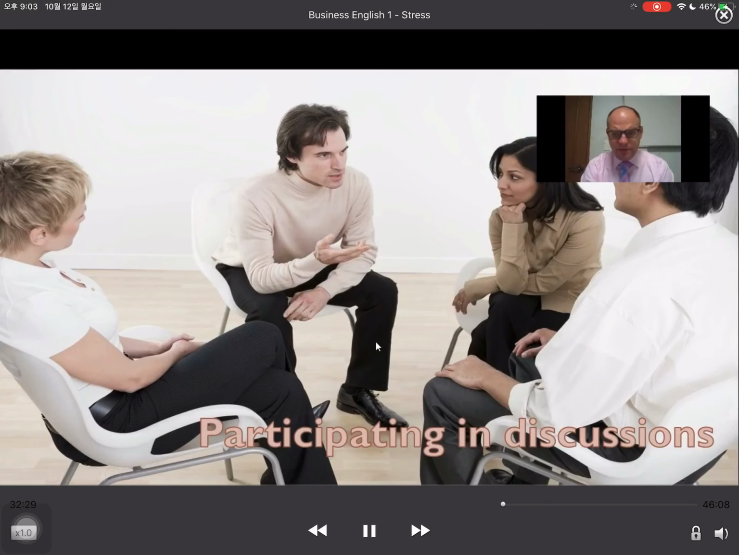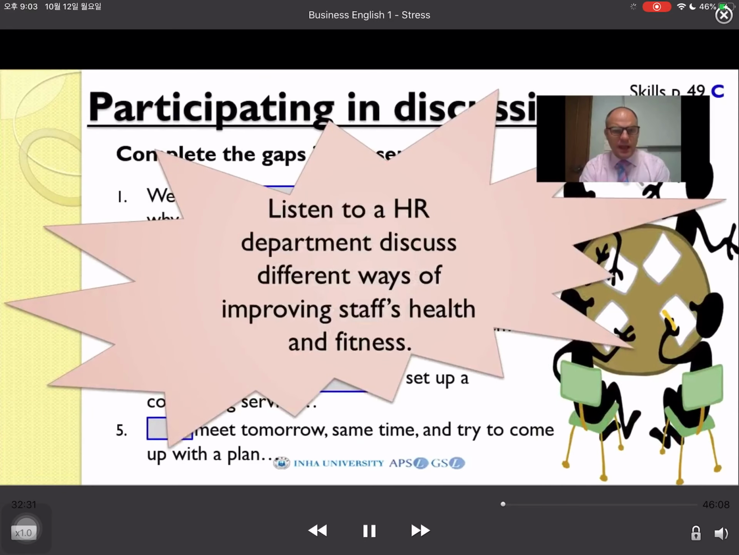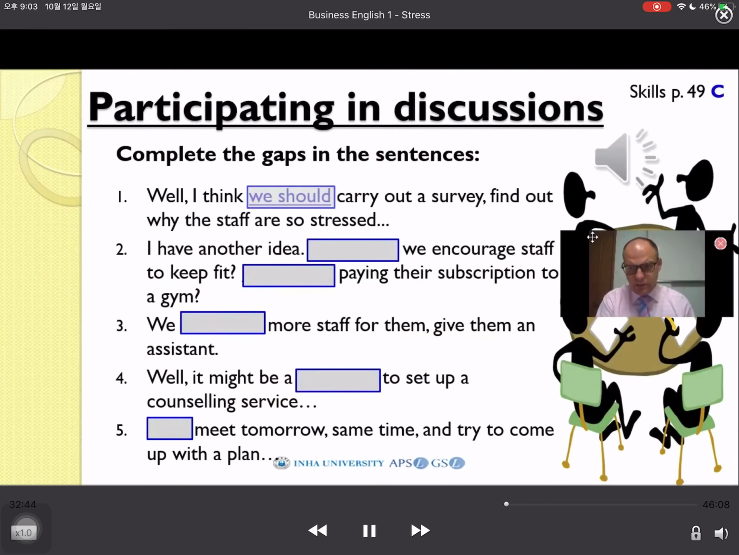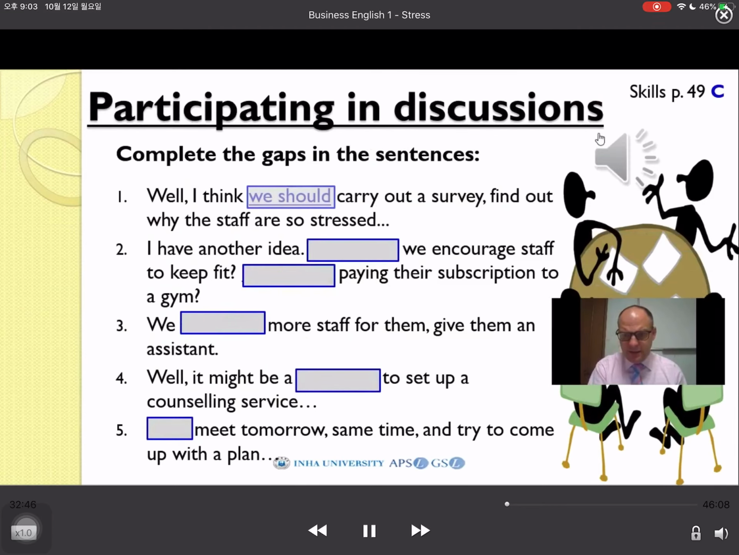on page 49. And you can listen to the Human Resource Department discussing different ways of improving staff's health and fitness. So there it is again. It's in the PPT. Just give it a click, press play.